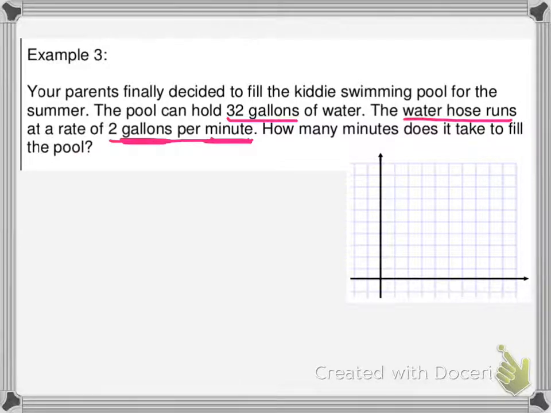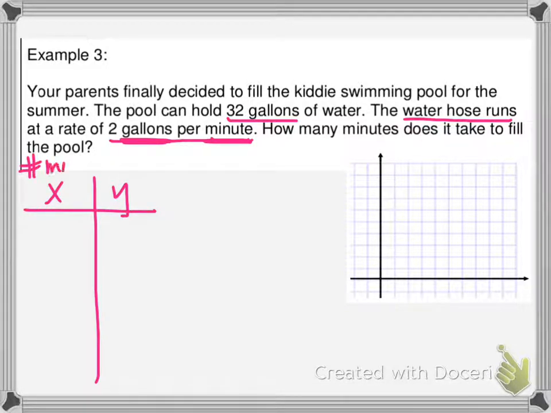So to me, I kind of want to switch my input-output. I think it might make more sense if my input was the number of minutes we run the hose, and then that determines how many gallons get filled. So I'm going to flip these. To me, it makes a little bit more sense. So let's start over again. 0 minutes running the hose, 0 gallons in the kiddie pool.